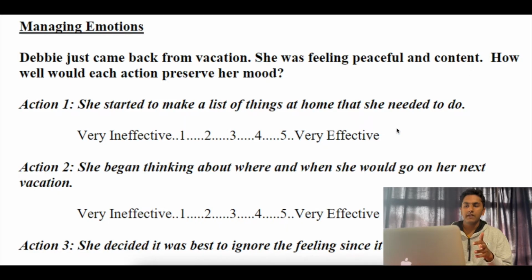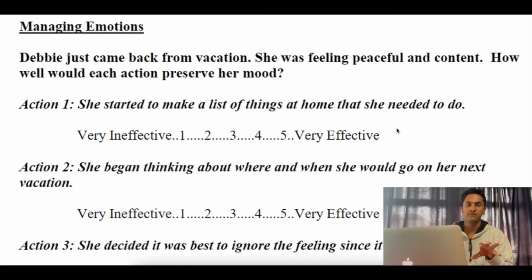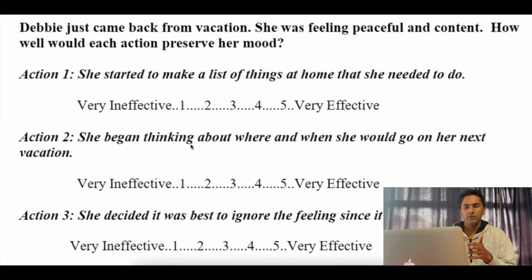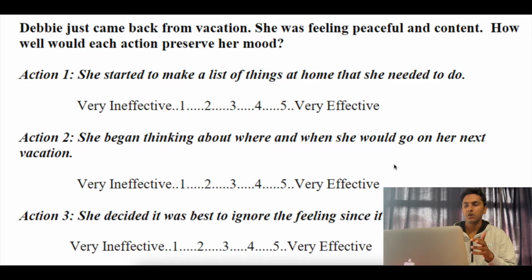If she started making lists of all the things that she needs to do, she's going to feel in a rush to do those things. Obviously, that's going to remove the peaceful nature that you have, right? It's just going to sit in the back of your head telling you that you need to do this, this, and this. When you've just come back from vacation, that's going to ruin your mood. So this is a very ineffective way of preserving her mood, and I would give that a 1. Moving on to number 2: she began thinking about where and when she would go on her next vacation.